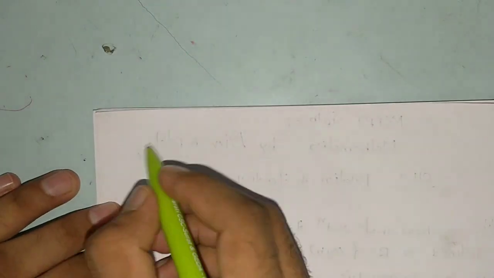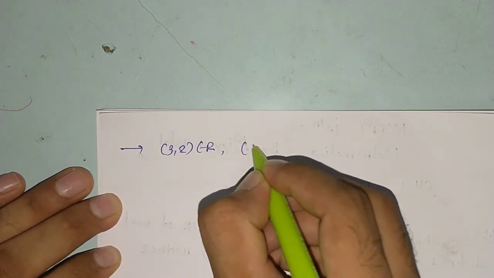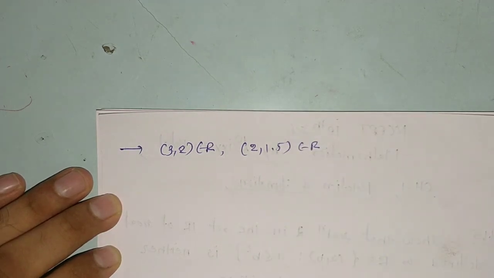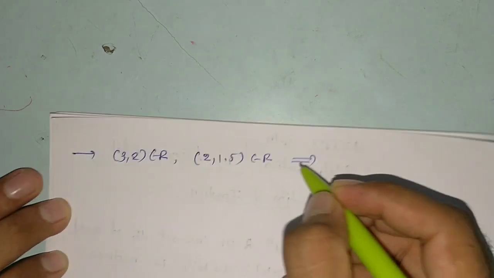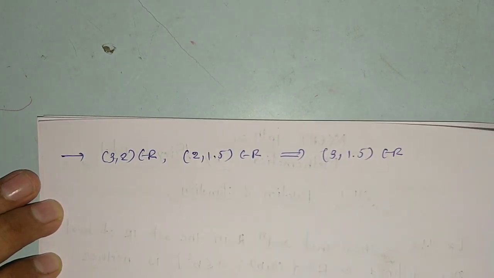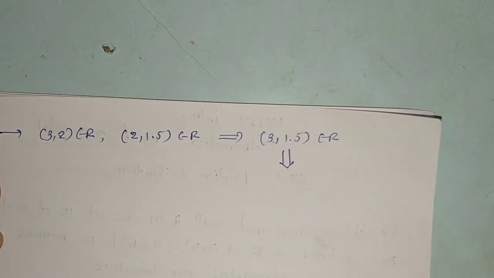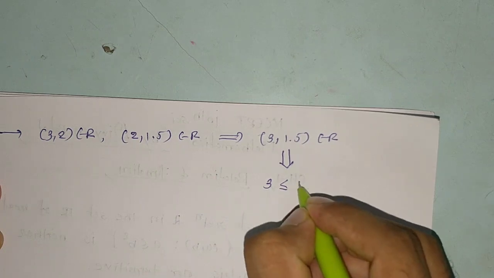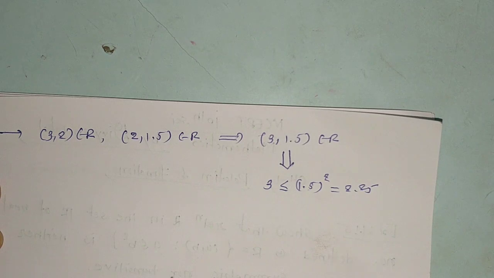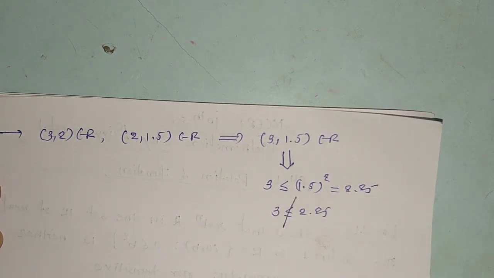So we have proved that (3, 2) belongs to the relation, and (2, 1.5) belongs to the relation. We have to check whether (3, 1.5) is in the relation or not. Let's apply the definition of the relation, which is 3 ≤ (1.5)². That is 2.25, so 3 ≤ 2.25, which is not true.